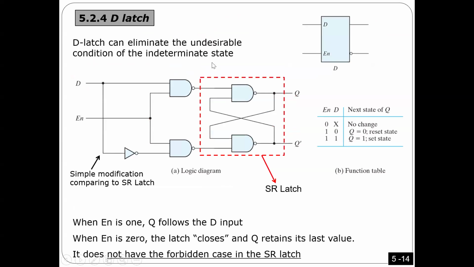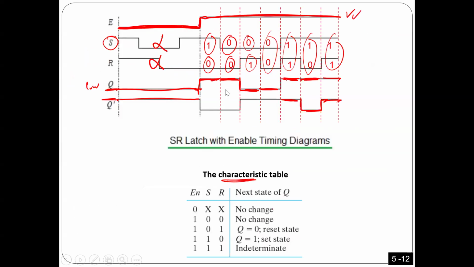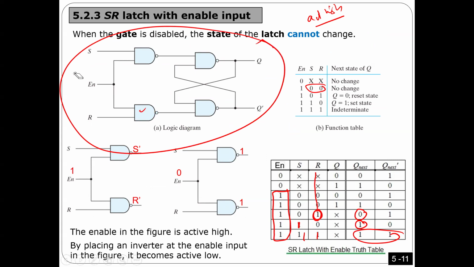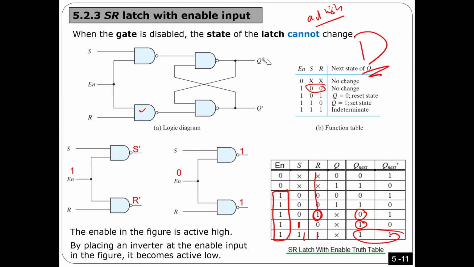Okay, any questions? So now as you see, guys, all what I did: number 1, I started from this SR latch. Number 2, I added this part to add enable to it. Number 3, now I'm going to use this latch and modify it a little bit to create a new latch. We call it D latch. So that's what you will see right now.